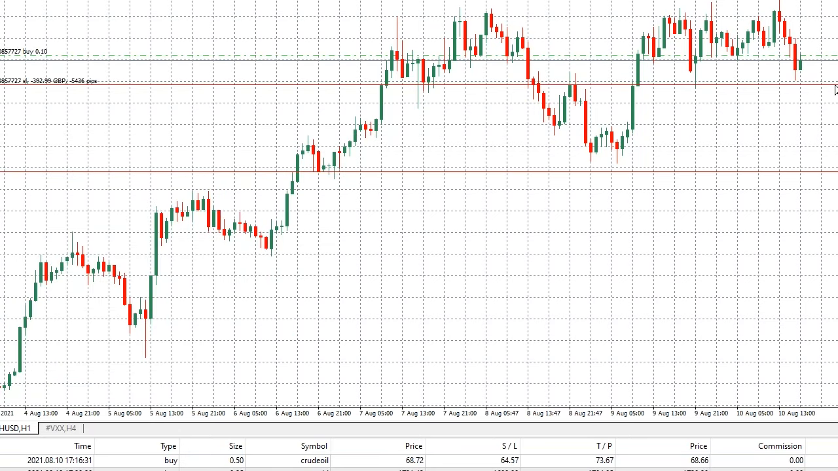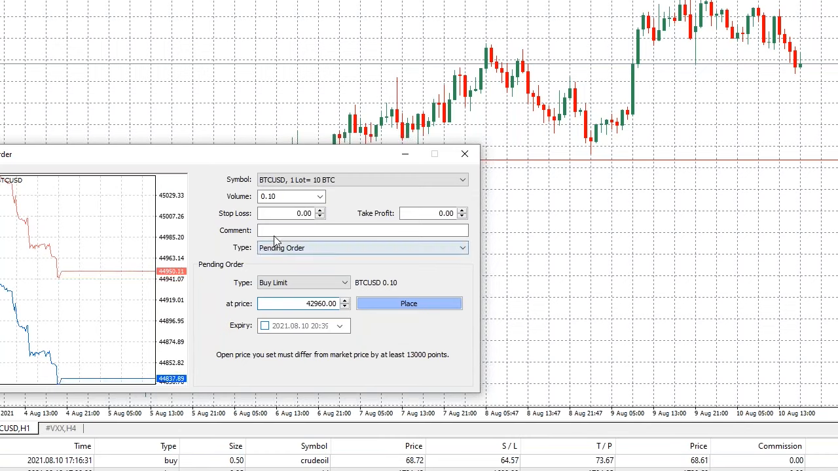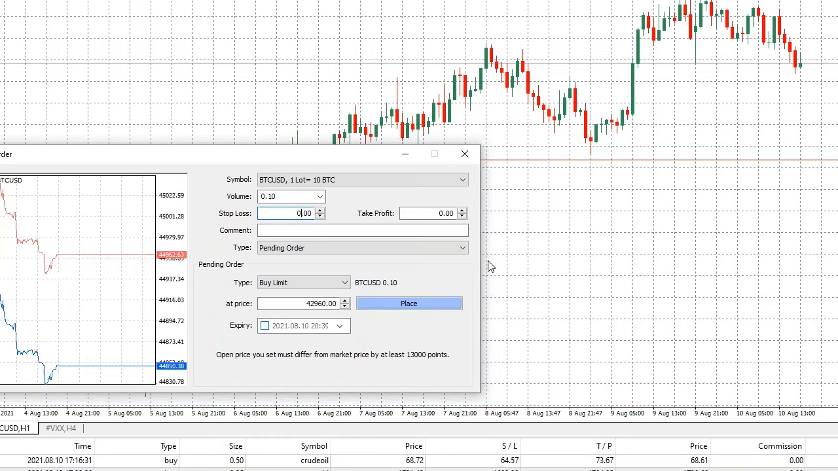That would be a buy limit, by the way. This support level is down around 42,960. So a buy limit from 42,960 lends you some patience before getting in. Your stop loss could be just below that, 42,400. And your take profit could be back up near this high. I'd say 46,000 or just before, 45,900.